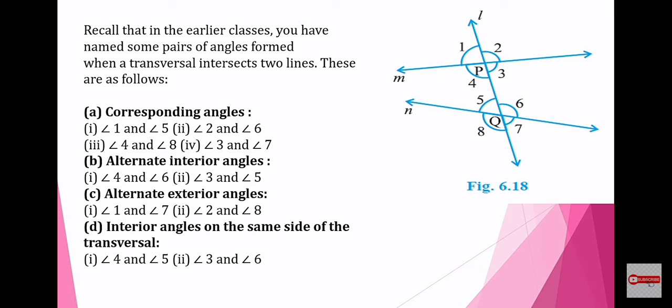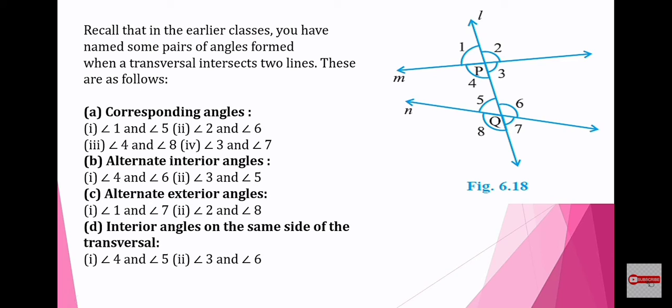Recall that in the earlier classes you have named some pairs of angles formed when a transversal intersects two lines. These are as follows. First is corresponding angles. Here angle 1 and angle 5, angle 2 and angle 6, similarly angle 4 and angle 8, angle 3 and angle 7 are corresponding angles. So these pairs form the corresponding angles.